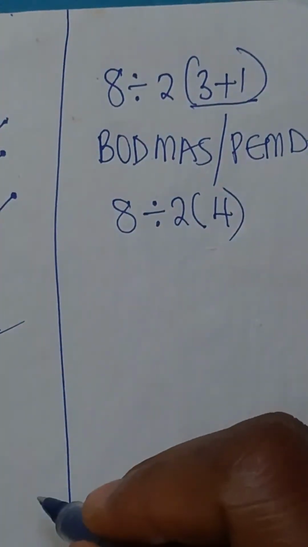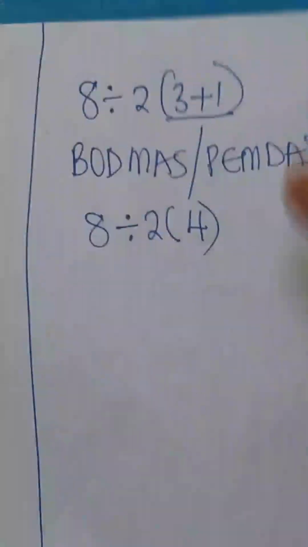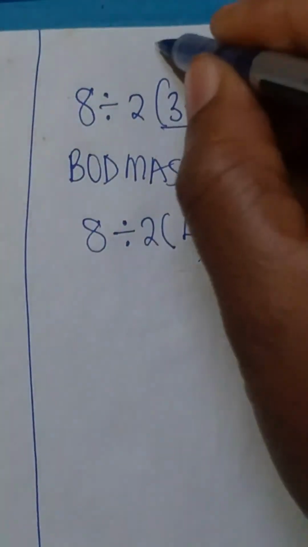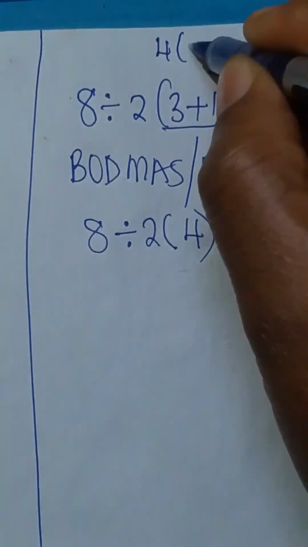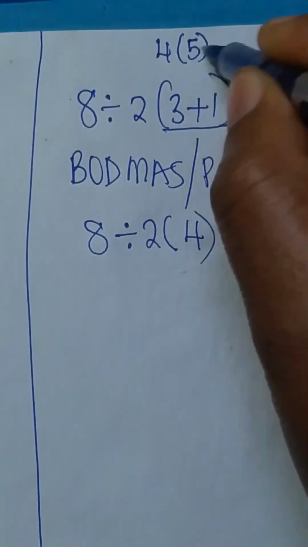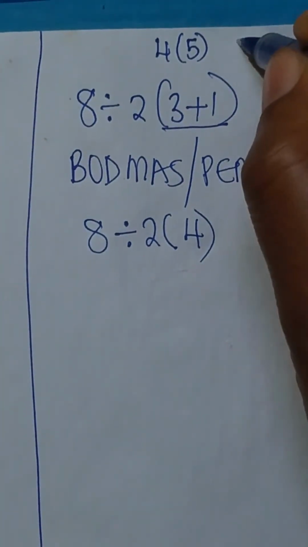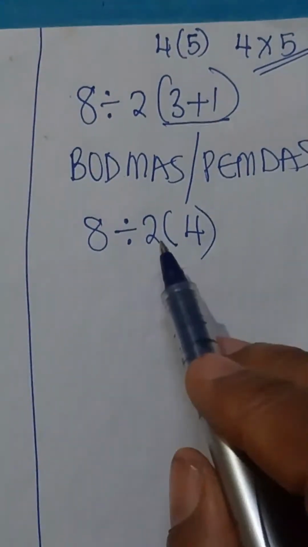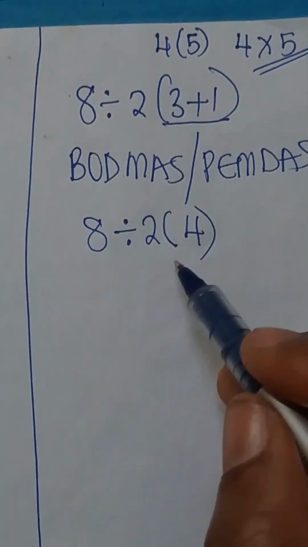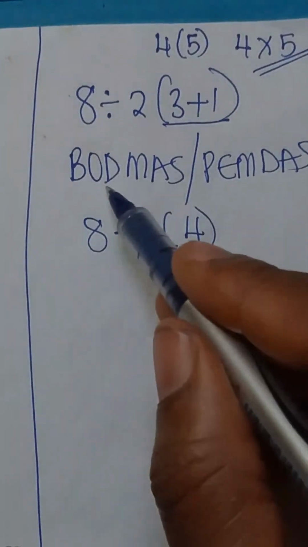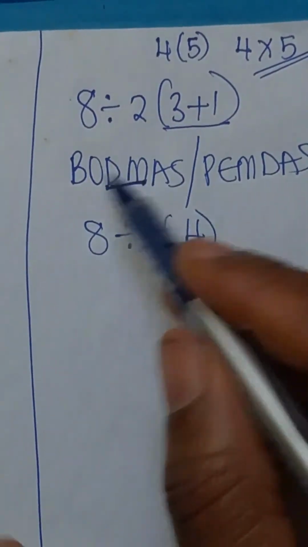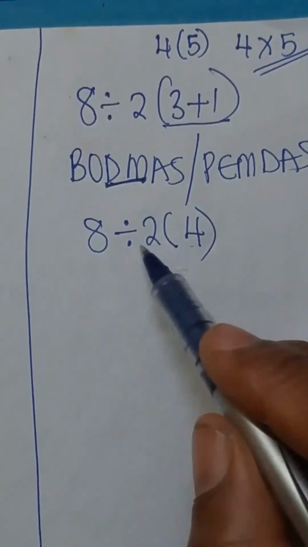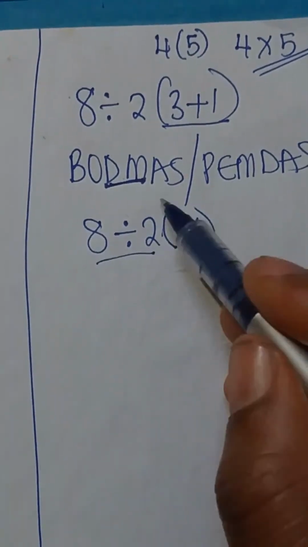I want you to know that whenever you have something like 4 bracket 5, this is multiplication. So if multiplication is 4 times 5, that is what it is. So here you write it in that form. The reason is that you apply division and multiplication on the same level, you apply the one that comes first. So in this place, division is first before the multiplication that is here.